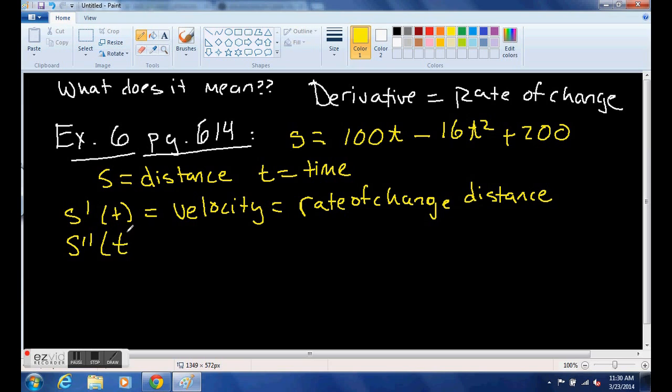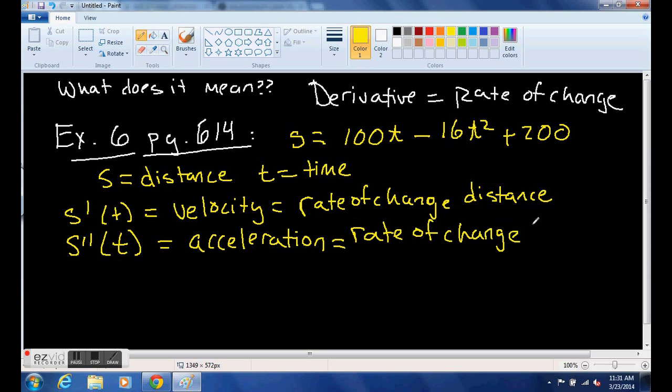The second derivative is your acceleration. And all of you who have put your foot on the gas know about acceleration, and that is the rate of change of velocity. Rate of change of velocity. How quickly are you changing your velocity? Right? If you're going along at 20 miles an hour and then you kick it up to 100, that is your acceleration. So let's take the third derivative.